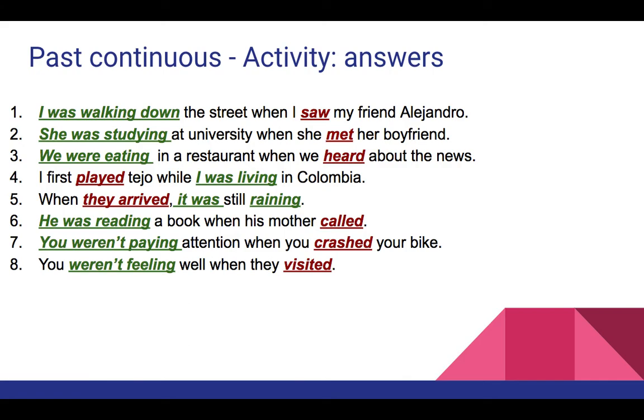Number 8, negative again. You weren't feeling well when they visited. So they visited, that's the action. And before that and after that, you weren't feeling well. That's the context.